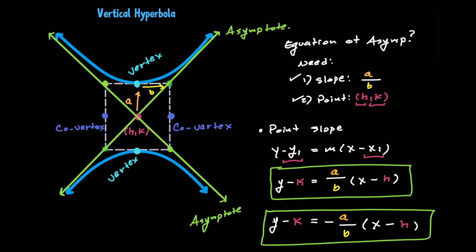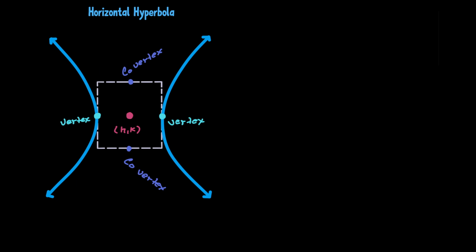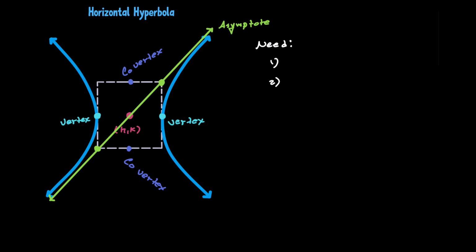Well, how about if our hyperbola was horizontal? Let's take a look into that. Let's identify the upper right-hand side corner of our box and the bottom left-hand side corner of our box and connect those 2 points. So let's approach it the same way. It is a line. So let's identify what we need. Well, we need a point and we need the slope of the line.